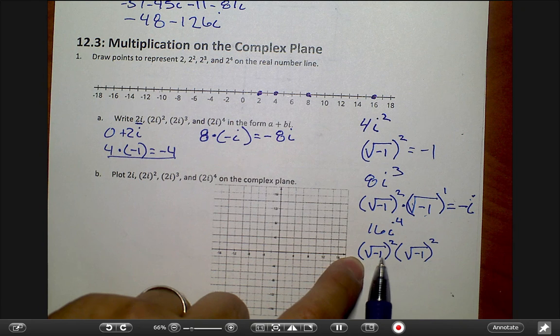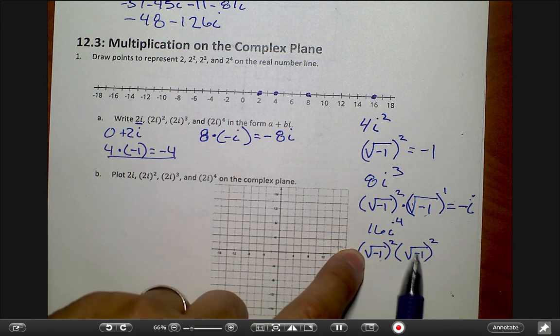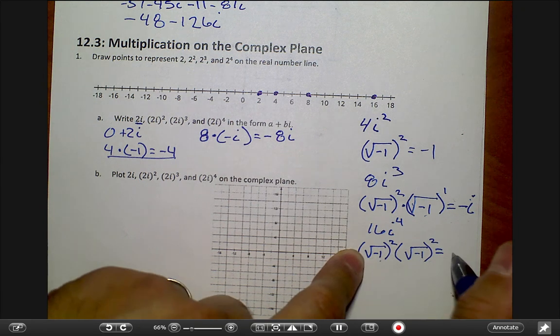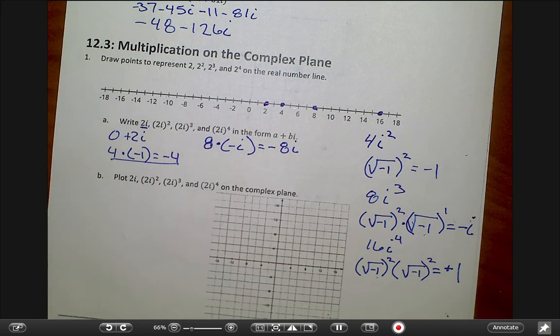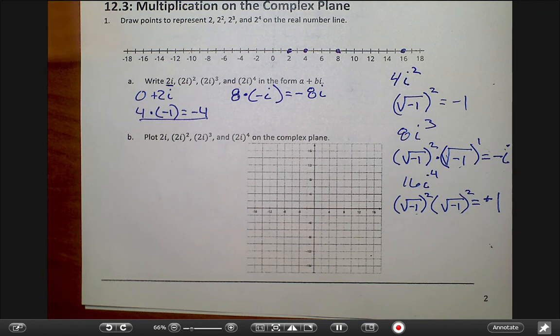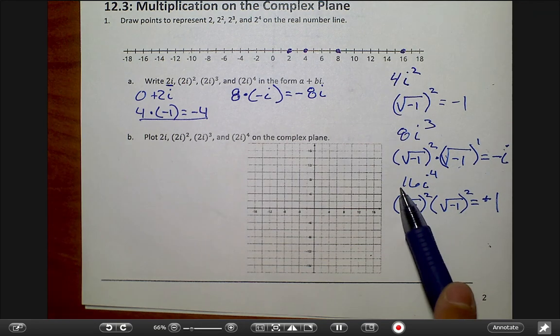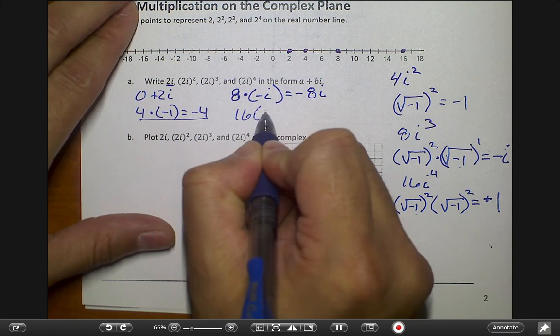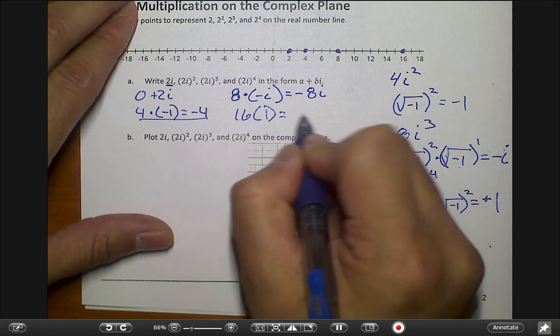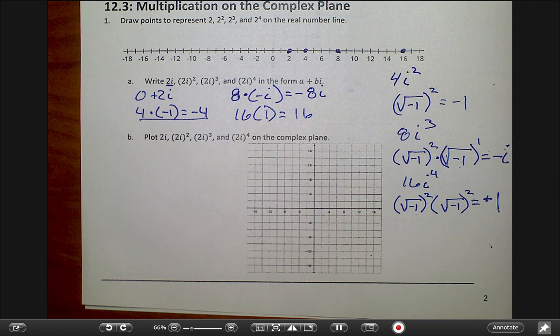What did we say this one came out to be? -1. And so what is this one? So -1 times -1? +1. There we go. Just +1. I put a plus sign there just so I'm emphasizing the fact that it's going to be a positive. So my 16i to the 4th is just 16, right?